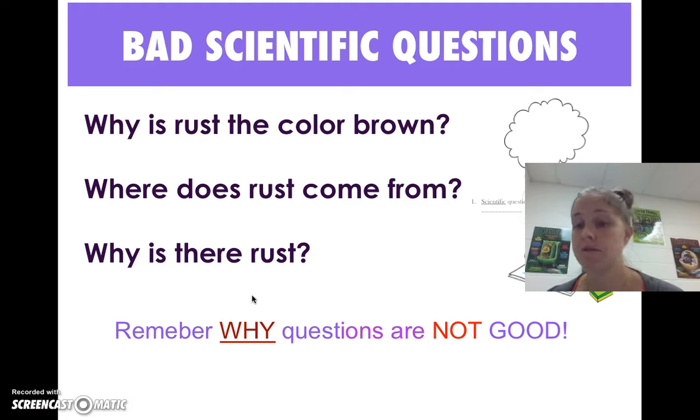Where does rust come from? Again, that's definitely more on scientific knowledge rather than experimentation to get that scientific knowledge. Why is there rust in the first place? Again, not a good scientific question because it is not testable, it's not measurable, I can't measure it.